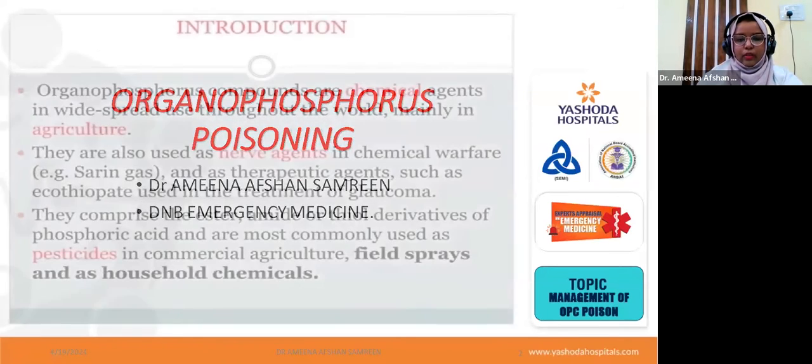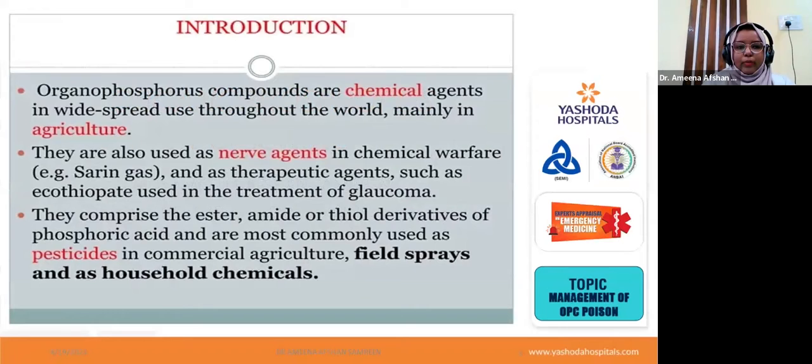So a basic introduction of OP compounds. These are chemical agents. They are mainly used in agriculture. They are also used as nerve agents in chemical warfare like sarin gas, and also as therapeutic agents like ecothiopate used in glaucoma. Mostly these are used as field sprays and pesticides and household chemicals.